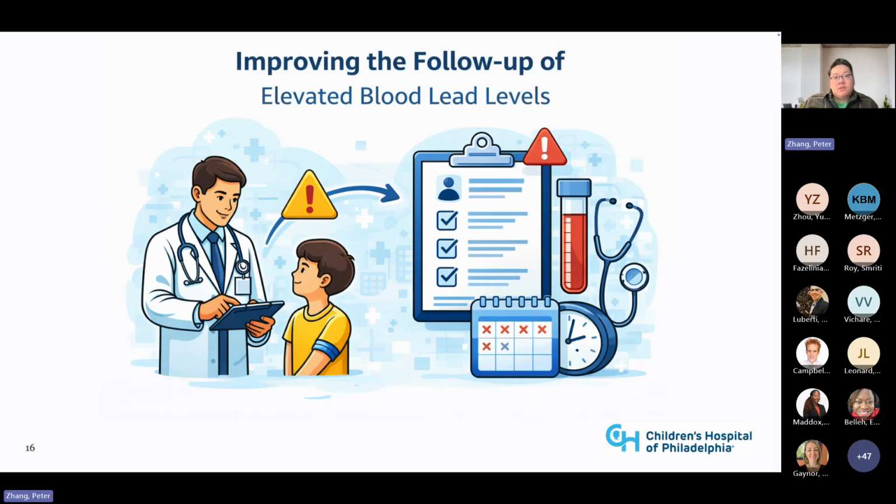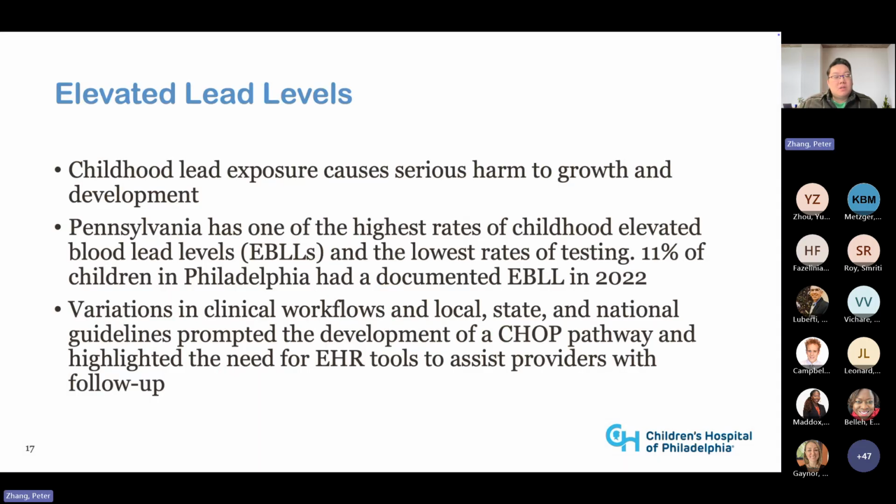Now, moving on, I wanted to discuss a project that I worked on here at CHOP and involves the follow-up of elevated blood lead levels. So a little bit of background, elevated lead can cause serious harm to growth and development. Unfortunately, we live in one of the highest at-risk areas in the country. Pennsylvania has one of the highest rates of elevated lead, and a study from the health department in Philadelphia showed that 1 in 9 children had an elevated lead level in 2022.